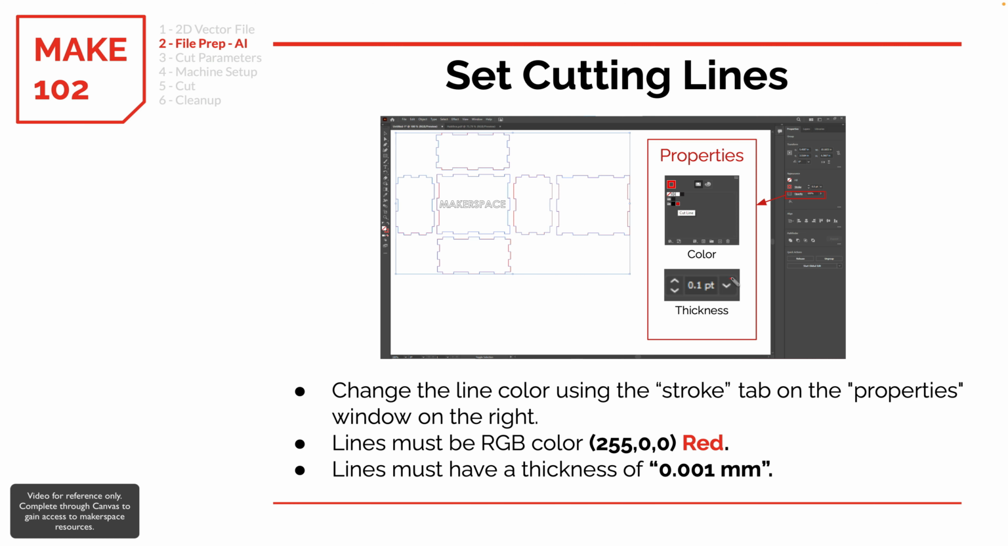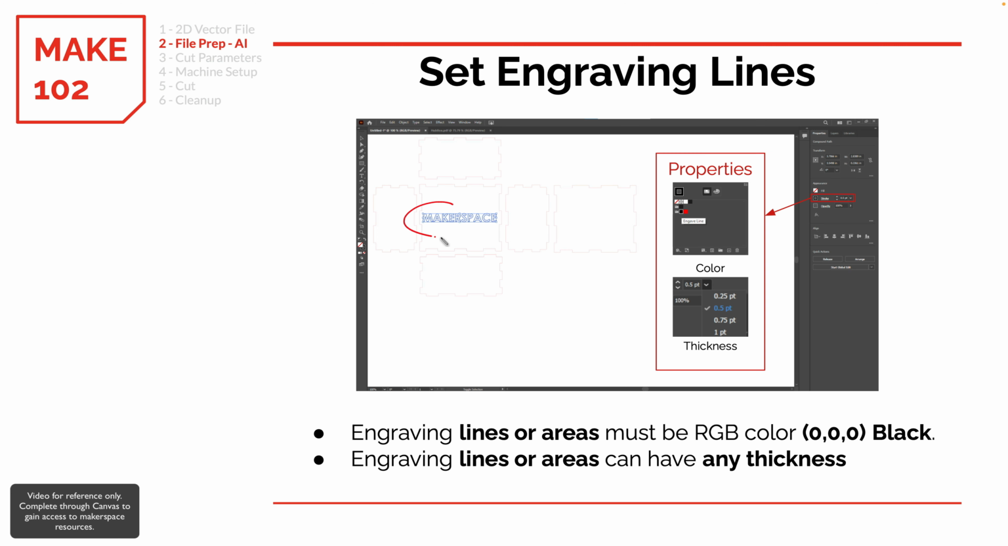Then we select all the lines that we want to cut. And under Properties, we set their thickness to 0.001 millimeter or 0.01 point. We set their color to be exactly 255, 0, 0. Then we select all the lines that we want to engrave. We set them to some thickness that is not the minimum thickness, whatever thickness we want them to be engraved at. And we set their color to be 0, 0, 0, full black.